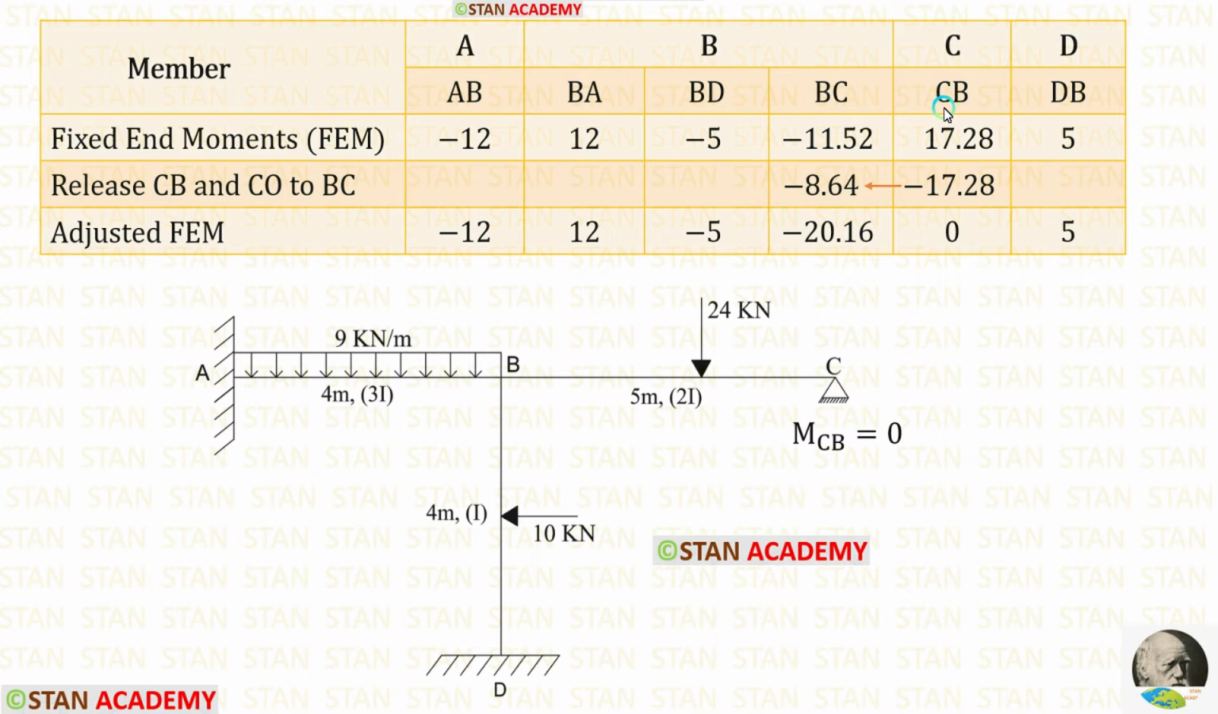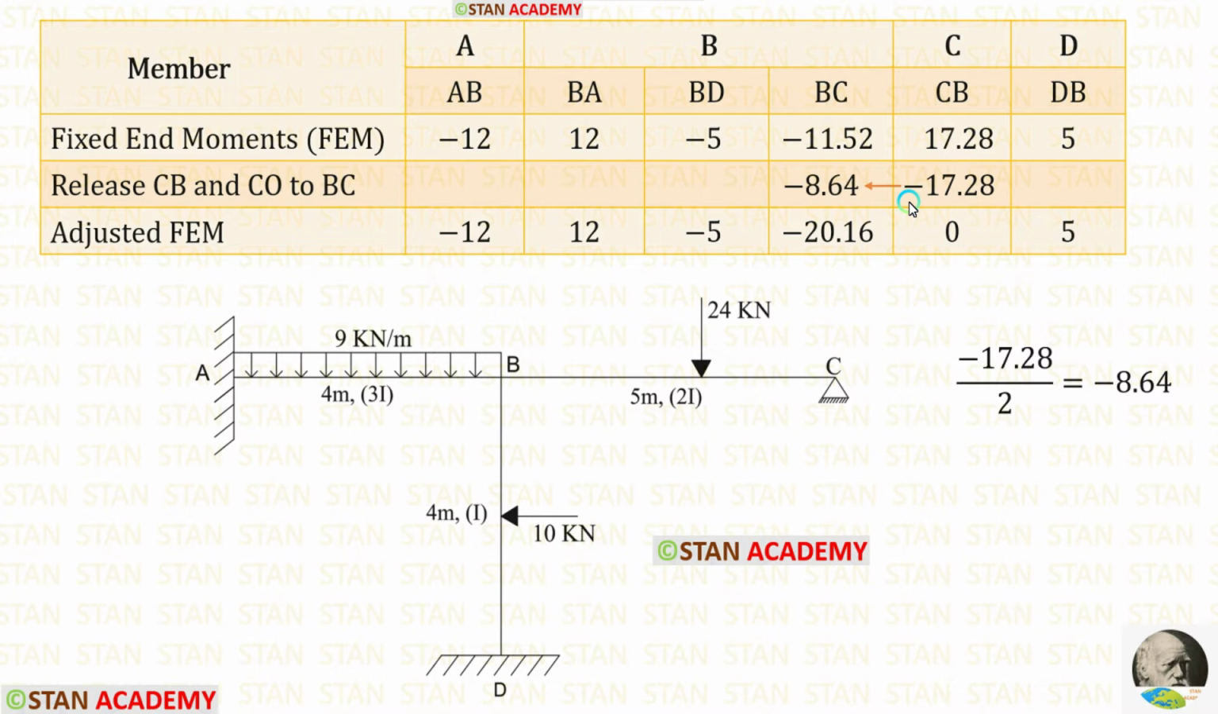Now we have to give carryover from CB to BC. When we divide minus 17.28 by 2, we will get minus 8.64. Now let us find the adjusted fixed end moments. For AB, BA, BD and DB, there are no changes. For BC, we have to add these two values. After adding, we are getting minus 20.16.